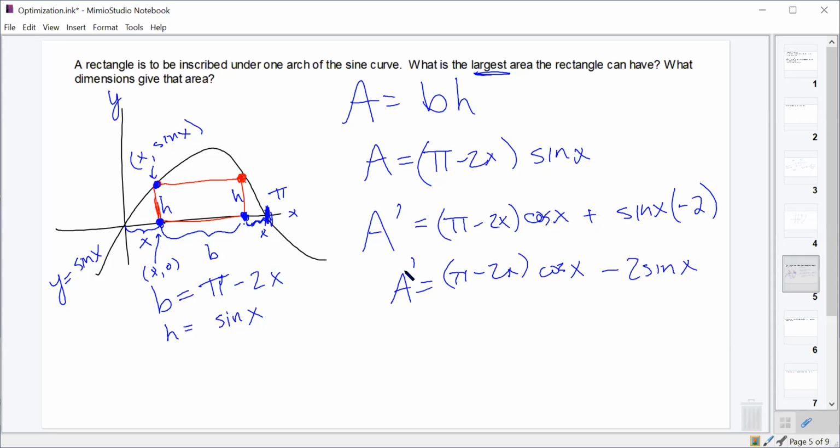And so in order to figure out the actual x values at which this is at a max or a min, and in our case a max is what we're looking for, what do we need to do with this? We need to set it equal to 0, and we need to see when it's undefined. So first off, is A prime ever undefined? No.